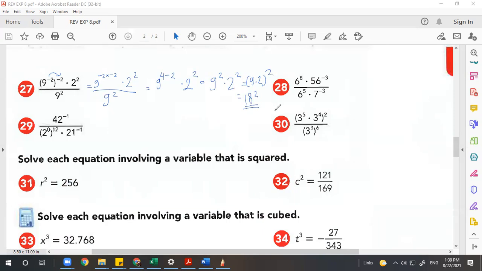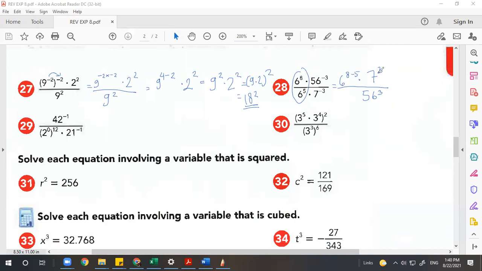Okay, now number 28. We have 56. We don't deal with 56. We deal with the basic number. 8 minus 5, see? And then 56 power negative 3. So you have to change the 56 power negative 3 to below, right? You annihilate the negative, and the 7 also put above. You change it. Make sense for you?